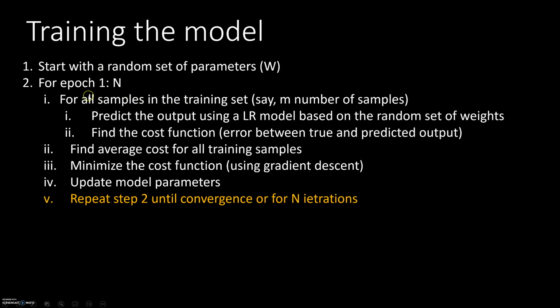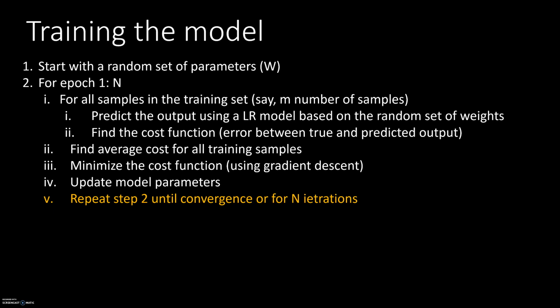Then we repeat step 2 n number of times, and we call each iteration an epoch. That's one way. The second way is we repeat this step until some criteria is met, which we will discuss in detail later. But for now, let's keep things simple, and let's say we repeat this for n number of iterations. The question is, what do we do inside each iteration?